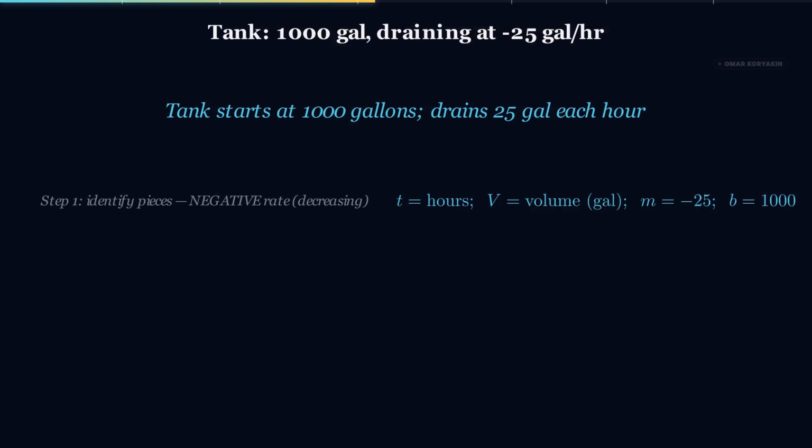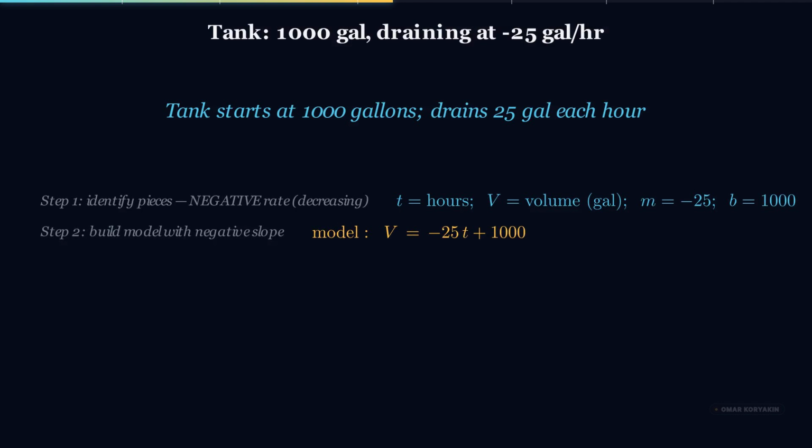Step 1. Identify the variables and parameters. The input variable is t equals hours elapsed since draining started. The output variable is V equals volume of water remaining in gallons. The rate is negative 25 gallons per hour, with the negative sign because the volume is decreasing, not increasing. The initial value is the starting volume, 1,000 gallons.